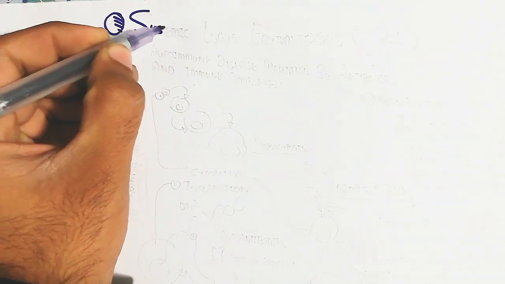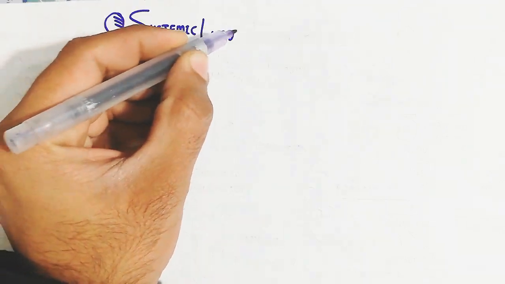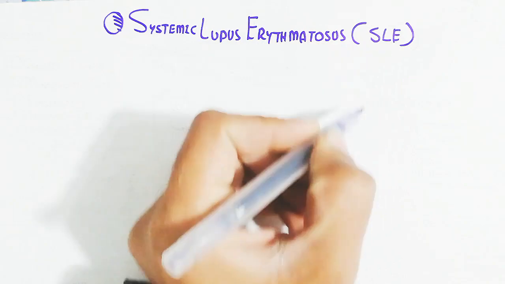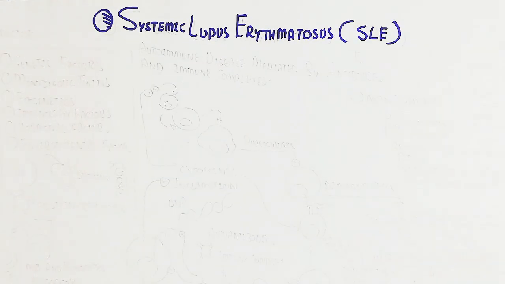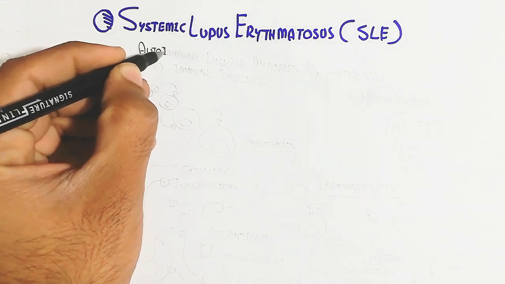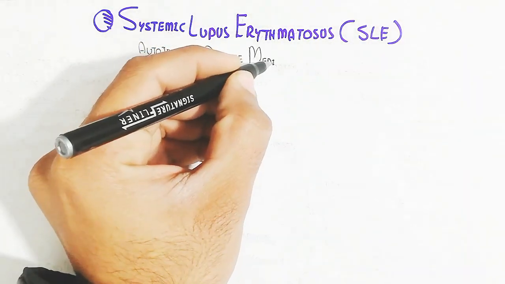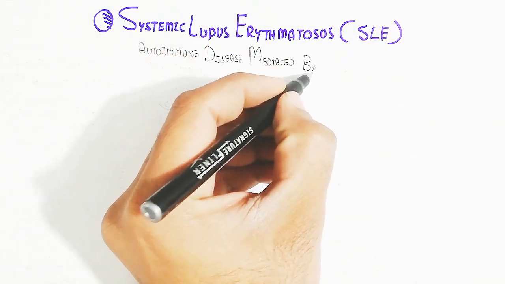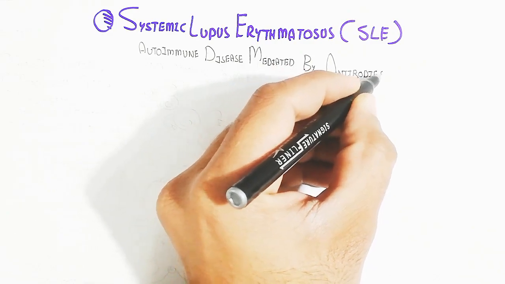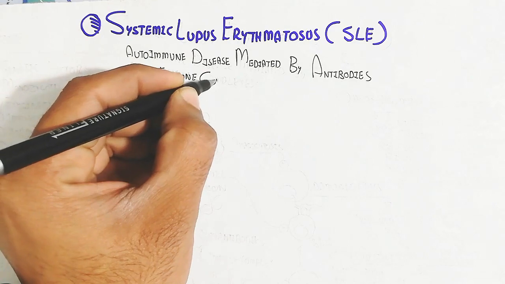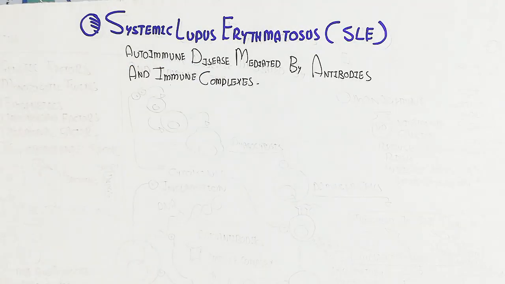Hello, in this video we will understand systemic lupus erythematosus, SLE for short. It is an autoimmune disease mediated by antibodies and immune complexes. So the antigen itself will collapse via antibody generation, and in this way it is known as an autoimmune disease.